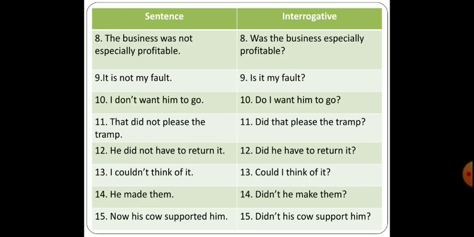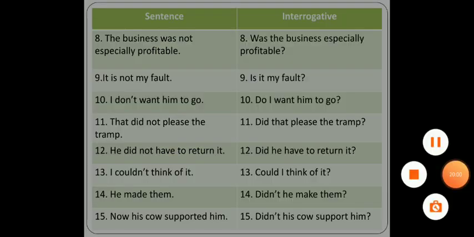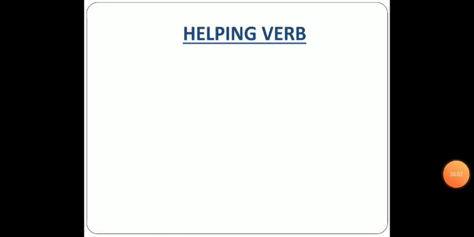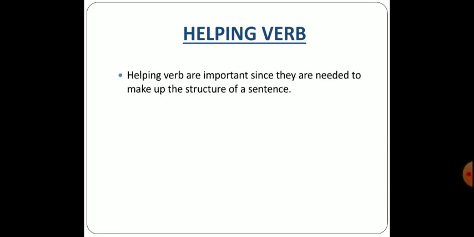So these are all the examples to be discussed over here for interrogative as well as for the question tag. So over here once again we are doing the revision of helping verbs. Helping verbs are important since they are needed to make up the structure of a sentence. They are used to help the main verb in English.